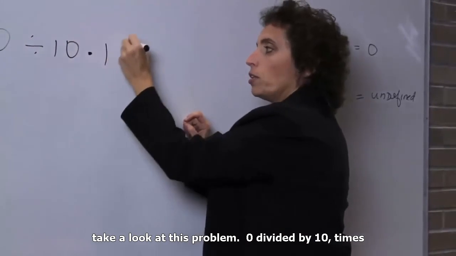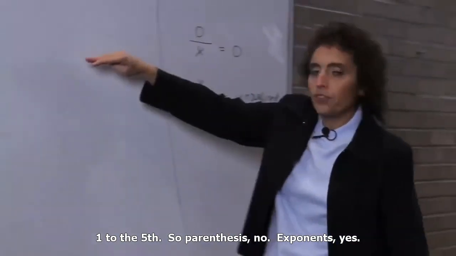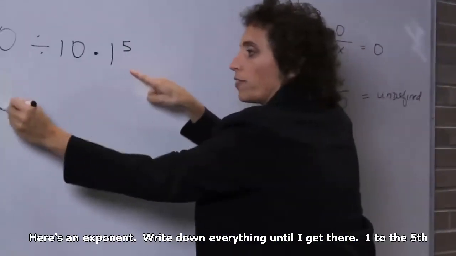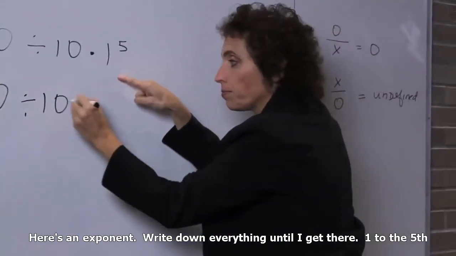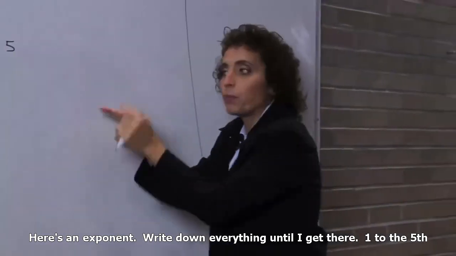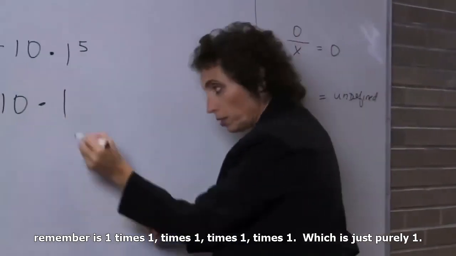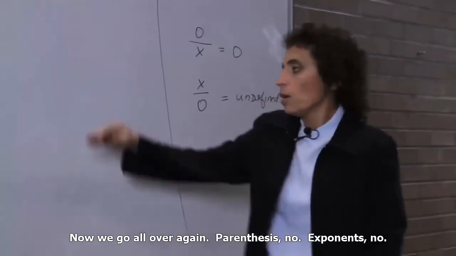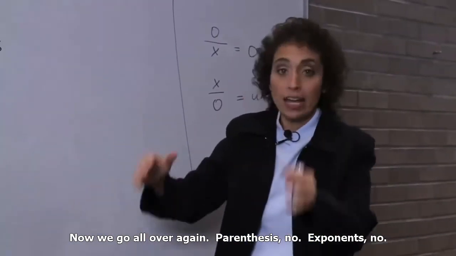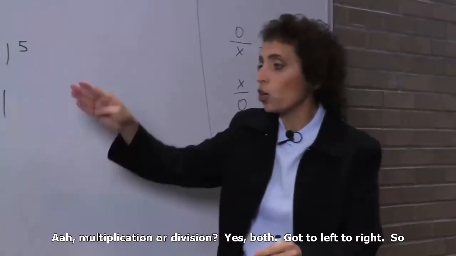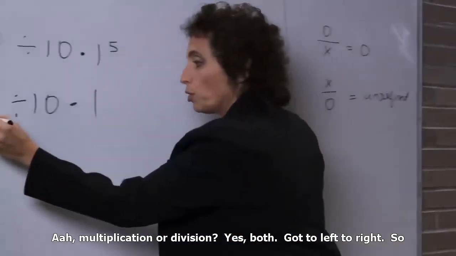0 divided by 10 times 1 to the 5th. So parentheses, no. Exponents, yes. Here's an exponent. Write down everything until I get there. 1 to the 5th, remember, is 1 times 1 times 1 times 1 times 1, which is just purely 1. Now we go all over again. Parentheses, no. Exponents, no. Multiplication or division, yes, both. Got to go left to right.